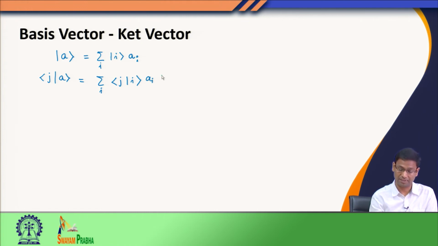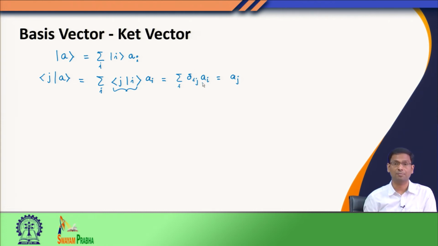So, I have this term over here, but now I see that |j> and |i> are orthonormal functions. When they are orthonormal, I have a summation over here, but in this summation only one term will survive, and that term will be when i equals j. All other terms will become 0. So, I am left with one term where i equals j, so that this term delta_ij becomes 1. So, I am left with a_j.